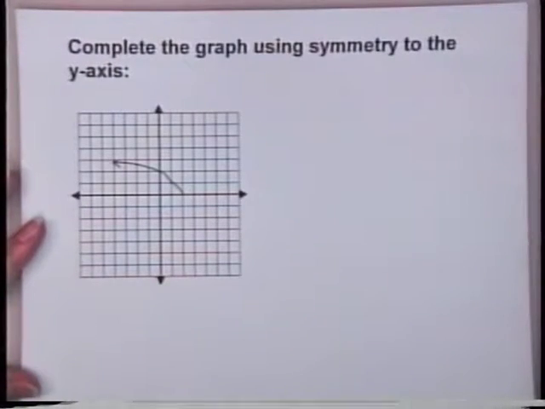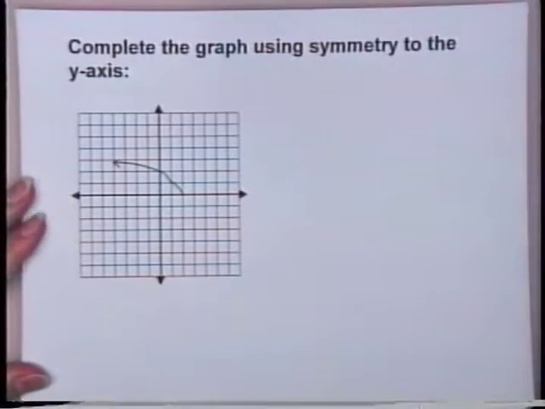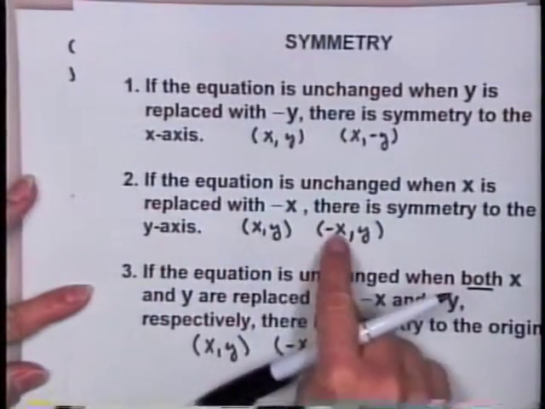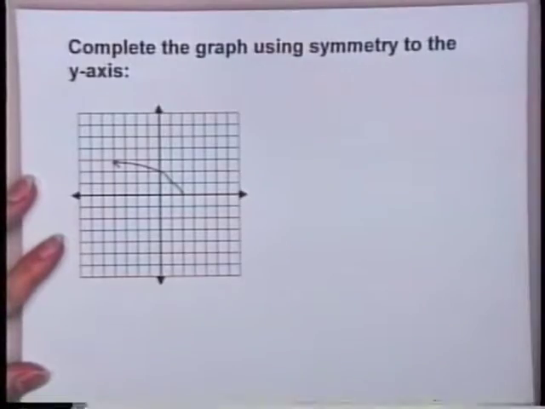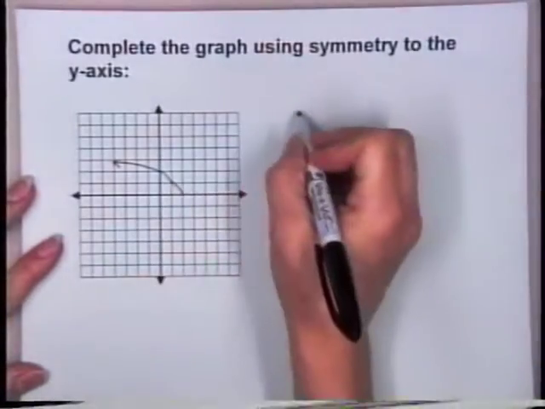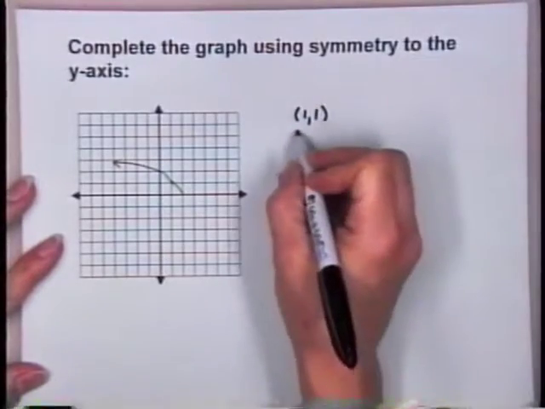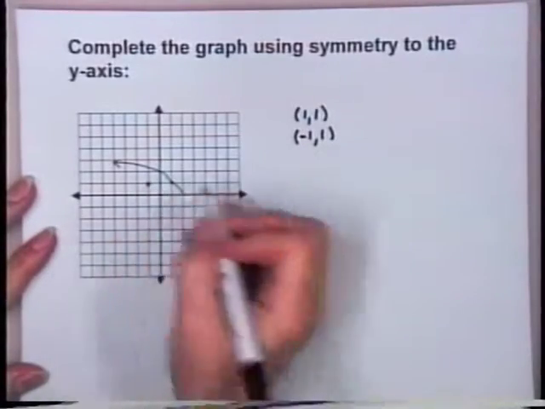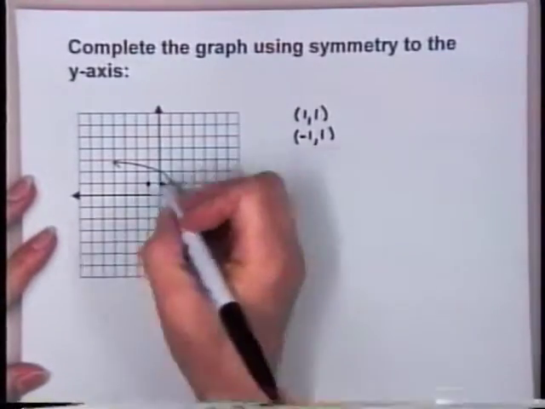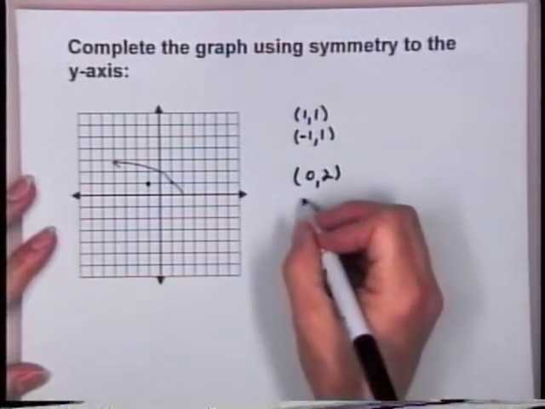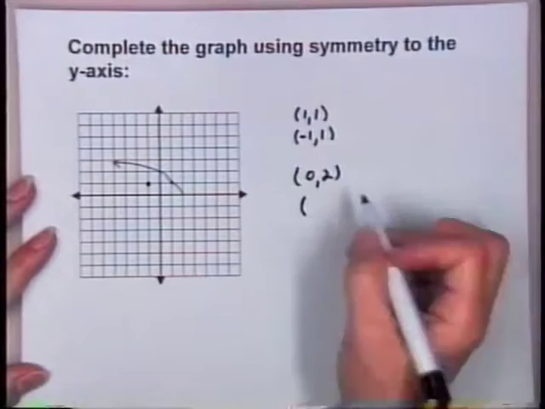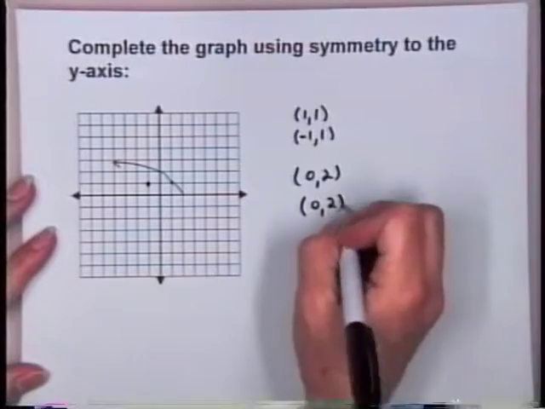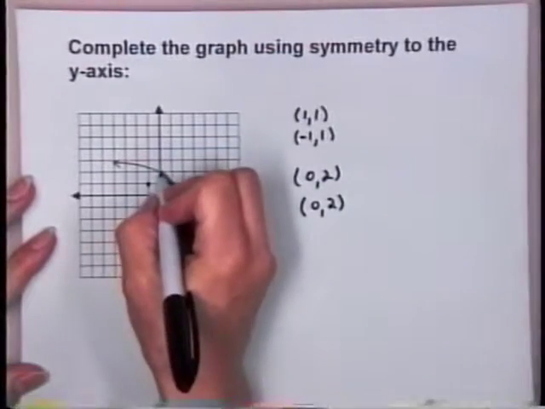All right, this one says to complete the graph using symmetry to the y-axis. Again, symmetry to the y-axis, we're changing x to negative x. Okay? So we're going to do the same sort of thing. Here's that point 1, 1. Now, if I change x to negative x, I have negative 1, 1, don't I? Okay, negative 1, 1 would be right here. Okay. It looks like the point 0, 2 again. So if I change what? Well, I can't change the x because negative 0 is still 0. Notice we're changing x, not y. 0, 2. That's that same point right there.